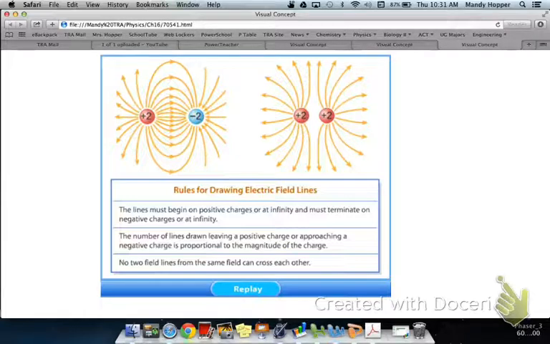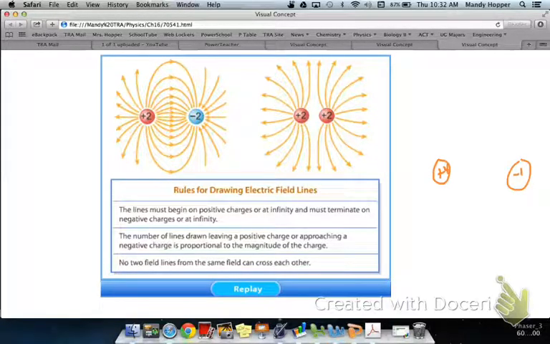What if one would have been, say, +4 and this would have been a -1? How many field lines do you want to draw? You do 8 on the 4. Okay, do 8 on this one. Which way are they going to go? Toward the one and away. Okay, out. So 1, 2, 3, 4, 5, 6, 7, 8.